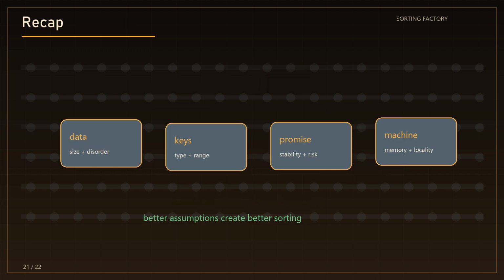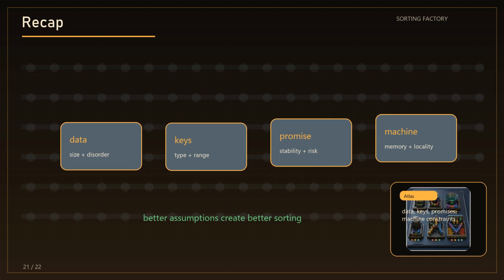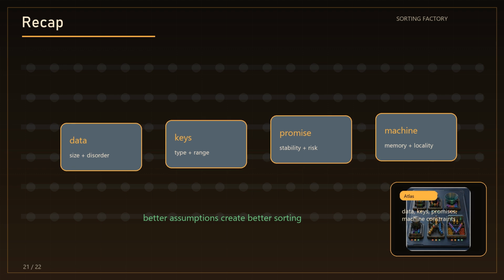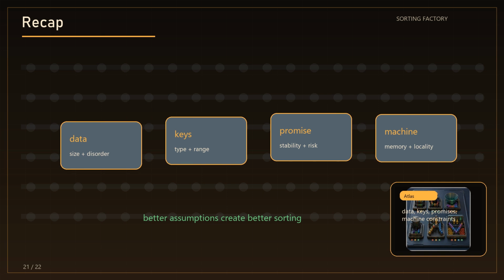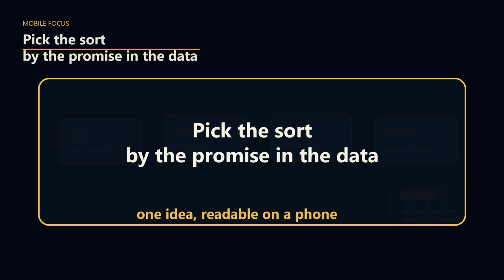Here is the mental model. Sorting is not one problem. It is a family of order problems shaped by data size, key type, existing disorder, memory, stability, and risk. The algorithm you choose is a bet about the input. Better assumptions create better sorting.